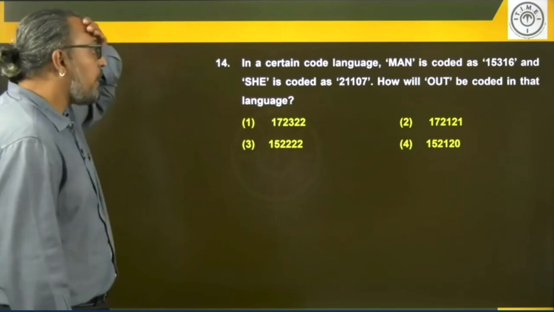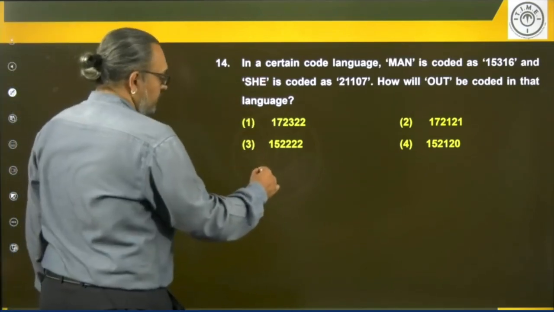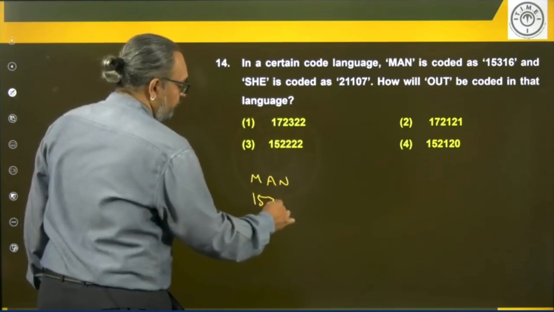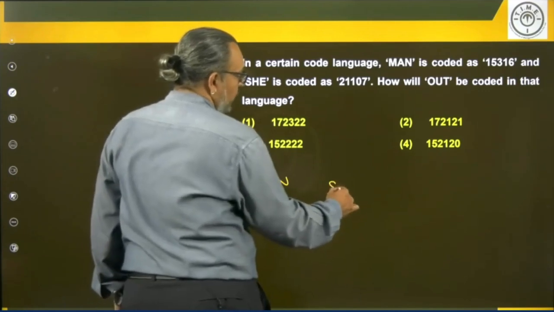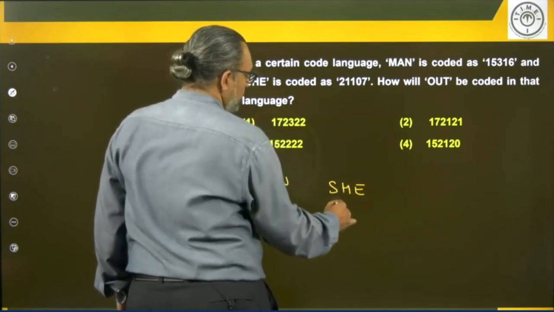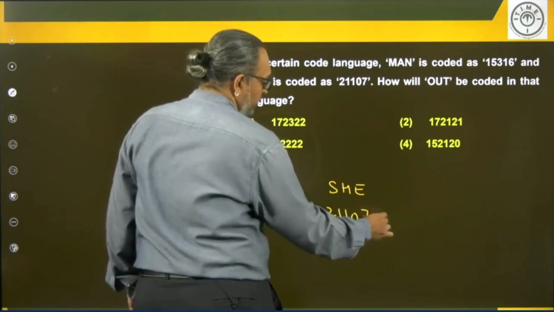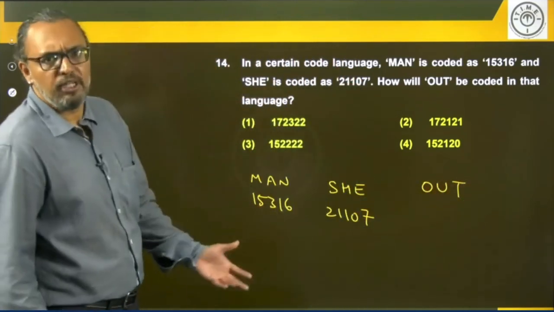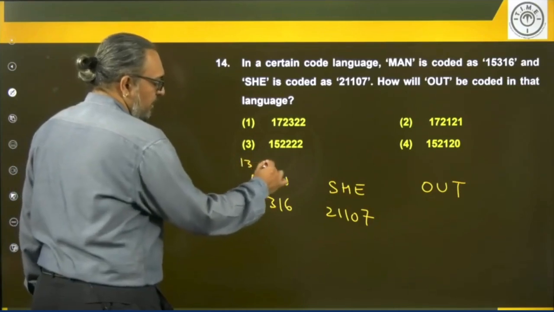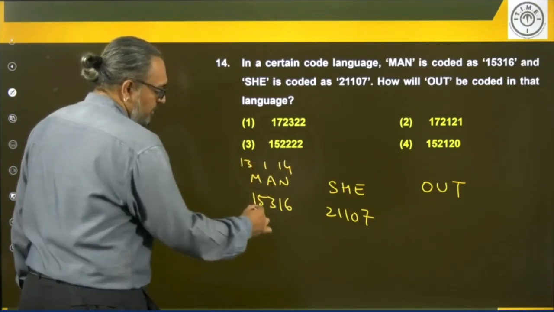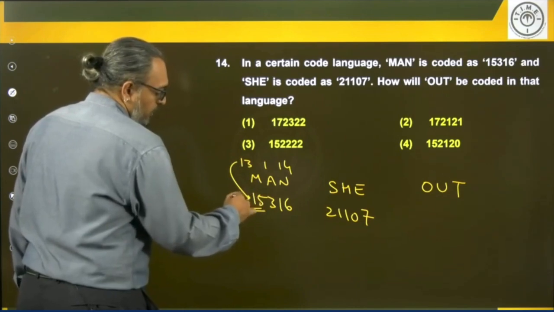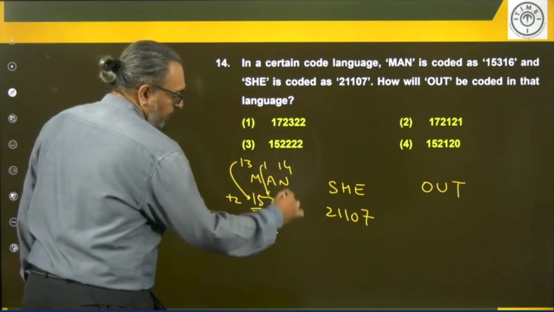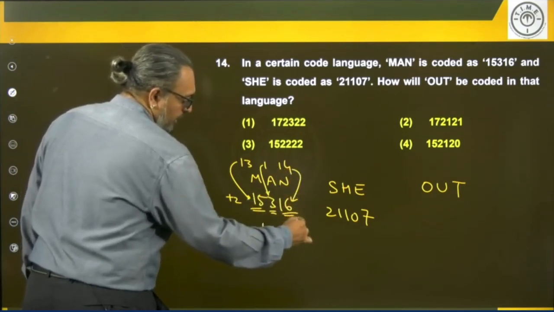Then, in a certain code we have the word man, and that is written as 15316, and then you have the word she written as 21107. Now, how will out be coded? Now, this again is too big of a number. So, let's take the place values. M is 13, A is 1, N is 14. Now, look at this. From 13 plus 2, from 1 again it is plus 2, and from 14 again it is plus 2.